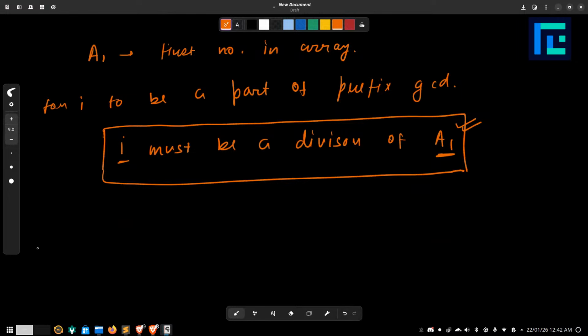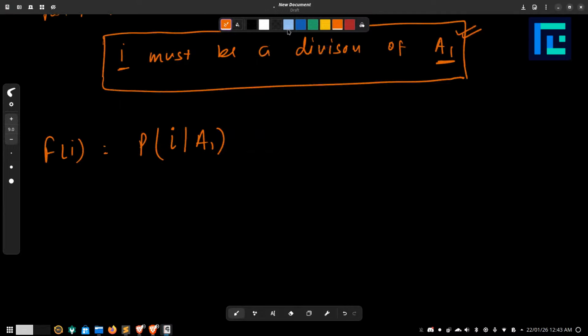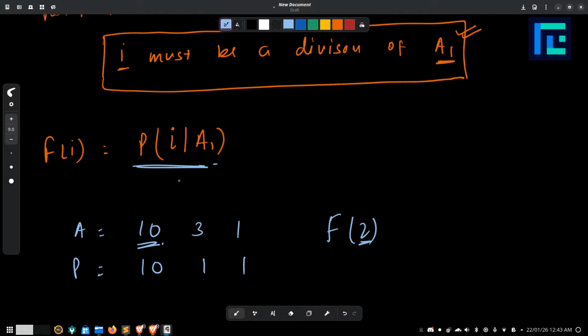So what we can do is, f of I, we can write it as the probability that I is a divisor of a1. Now again, let's say that a1 is equal to 10. So let's say the array is like this: 10 and then 3 and then 1. So the prefix GCD array would be 10, 1, 1. And let's say I'm trying to find f of 2. So obviously, even when this array has the first element as 10, it is not necessary that it will contain 2 in its prefix GCD. So this is not the actual probability, right?